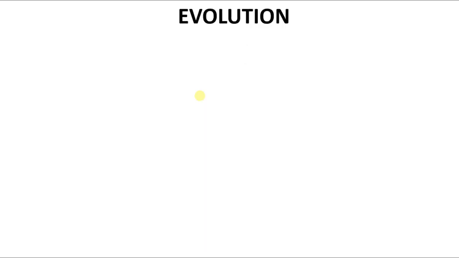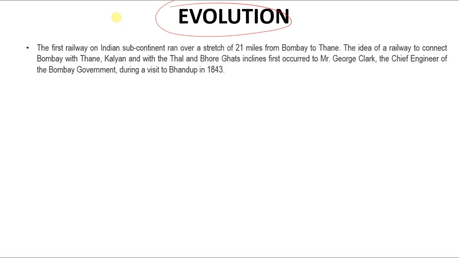Now let us talk about the evolution. Evolution means the beginning or the development. The first railway on the Indian subcontinent ran over a stretch of 21 miles from Bombay to Thane, and maybe you are all well aware of that fact. The idea of a railway to connect Bombay with Thane, Kalyan and with the Thal and Bhor Ghat inclines first occurred to Mr. George Clark.